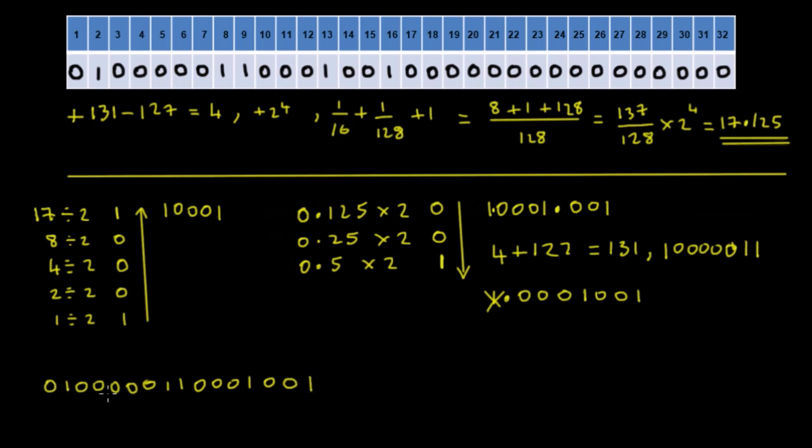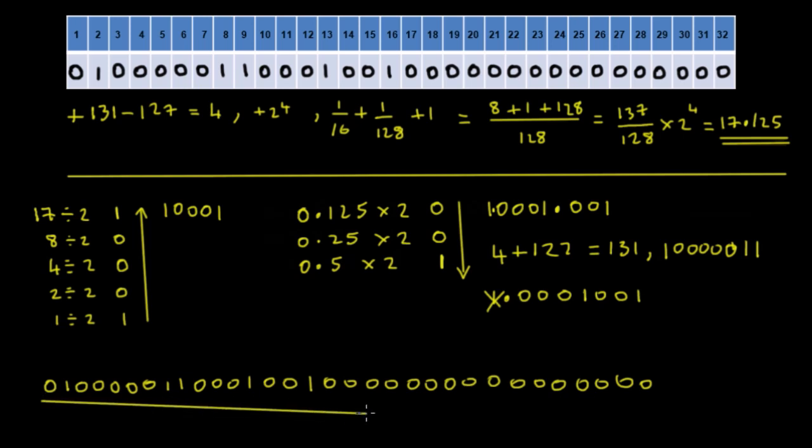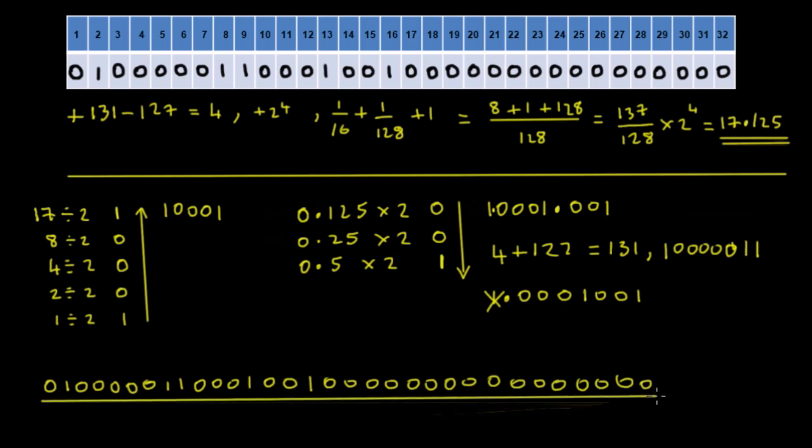Now all of the rest of the positions are going to be padded out with 0. So we'll have 1, 2, 3, 4, 5, 6, 7, 8, 9, 10, 11, 12, 13, 14, 15, 16, 17, 18, 19, 20, 21, 22, 23, 24, 25, 26, 27, 28, 29, 30, 31, 32. So this is our final 32-bit floating point number.